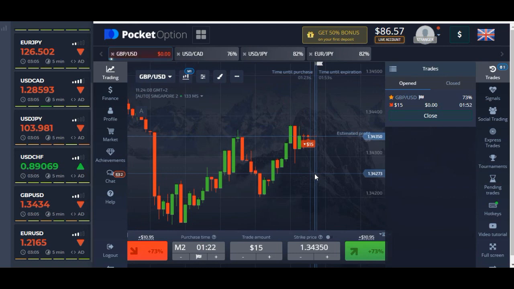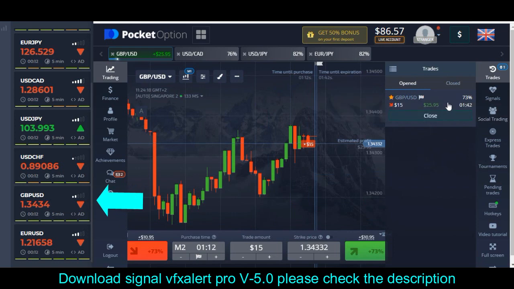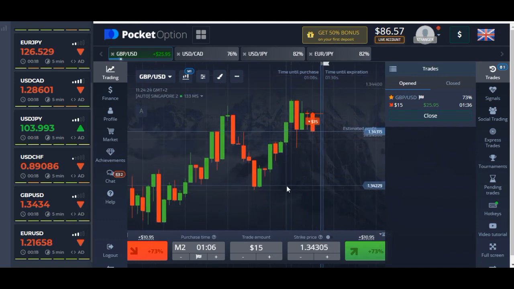We can see here for the market GBP USD, VFX gives a signal to make a purchase lower. You need to know that VFX signal can work for all brokers, and I recommend not to use it in the OTC market.